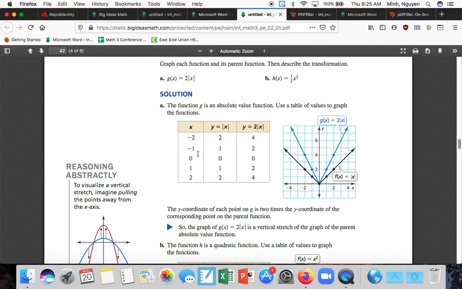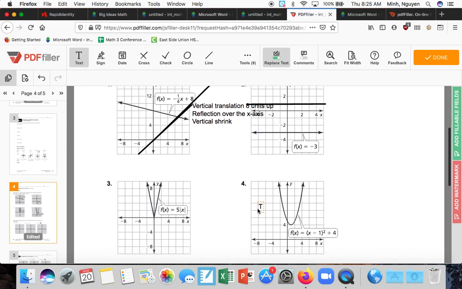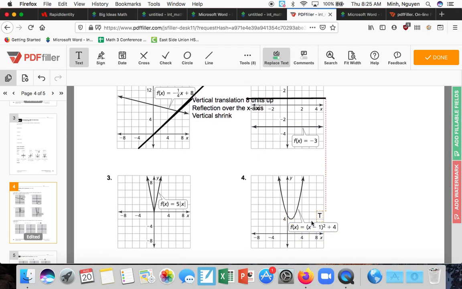So, think about that. Is 5 greater than 1, or is it greater than 0 and less than 1?